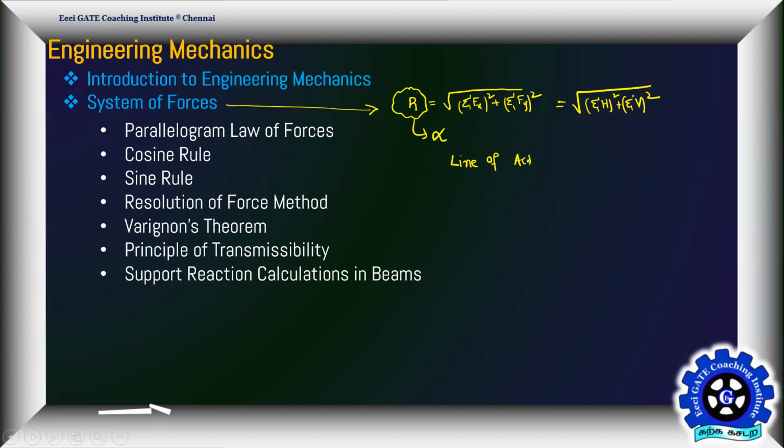To determine the magnitude and direction, we should apply parallelogram law of forces, cosine rule, sine rule, resolution of force method. These 4 methods are used to determine magnitude and direction of the resultant force. After that, how to get line of action by using Varignon's theorem and how to transform the forces, we can discuss in this particular portion. Understood? Are you able to follow?